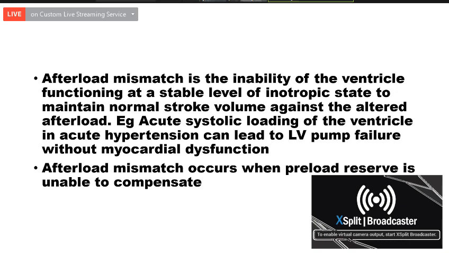afterload. So in a patient with mitral regurgitation, the LV is able to pump blood into the left atrium, which is a low pressure zone, and onto the aorta also. So the LV was working against a very low afterload. But when the mitral valve is replaced, the mitral regurgitation is over, and the LV has to pump the whole quantity of blood into the aorta, which is a high pressure zone. So there will be an acute rise in the afterload. If the LV is not able to sustain good cardiac output, then we call it an afterload mismatch.